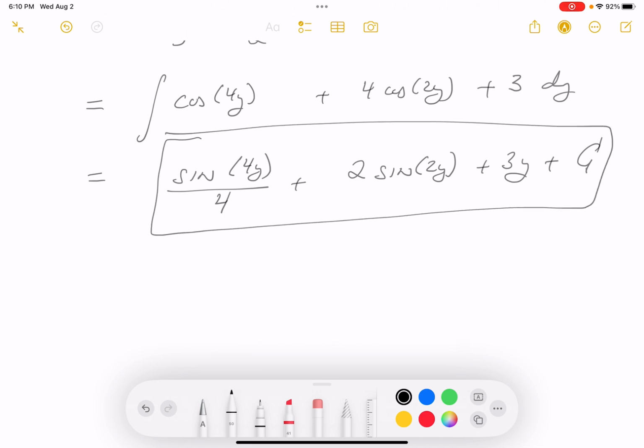All right, again, you're probably sick and tired of hearing me say this, but you really should be looking at the answer key right now and hoping you're seeing this stuff. What do you mean by that? The sine of 4y over 4, plus 2 sine 2y, plus 3y plus c.